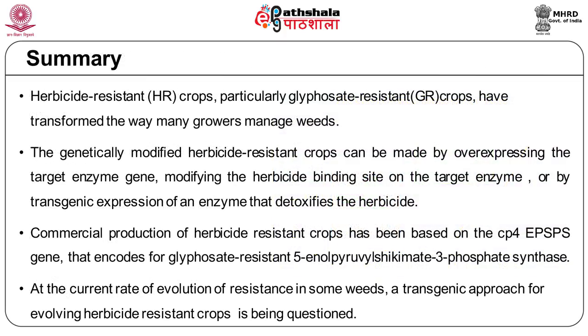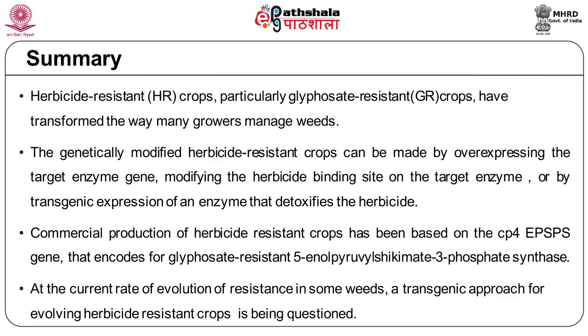Let us summarize what we have studied in this module. Herbicide-resistant crops, particularly glyphosate-resistant crops, have transformed the way many growers manage weeds. The genetically modified herbicide-resistant crops can be made by overexpressing the target gene, modifying the herbicide binding site on the target enzyme, or by transgenic expression of an enzyme that detoxifies the herbicide.